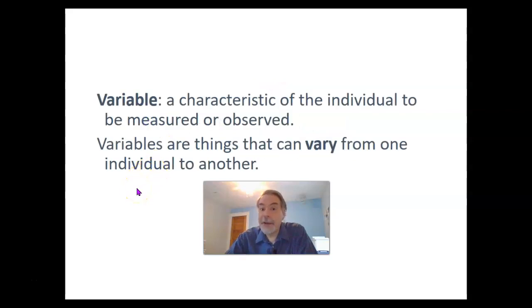First of all, a variable, in the statistics sense of the word, is a characteristic of the individual to be measured or observed. So this is a little bit different from the way you use the word variable in algebra. In algebra, a variable is like the x in an equation that you're trying to solve for that can stand for different numbers. In statistics, variables are just things that can vary from one individual to another.